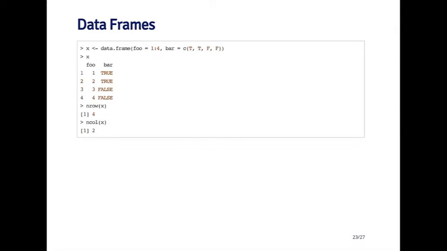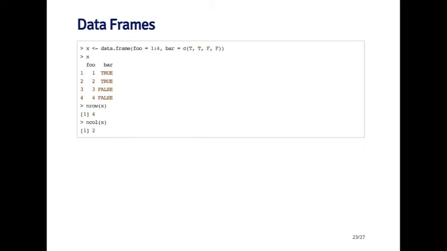So data frames can be created, besides using read.table or read.csv, with the data.frame function. And here I've created a very simple data frame where the first column is the foo variable, and the second column is the bar variable. The foo variable is an integer sequence from 1 to 4, and the bar variable is a logical vector with 2 trues and 2 falses.